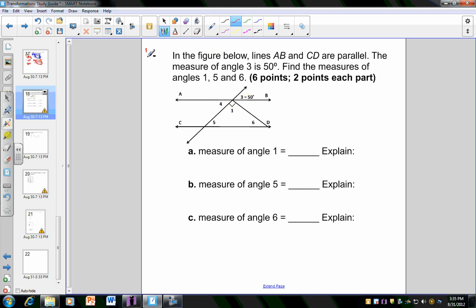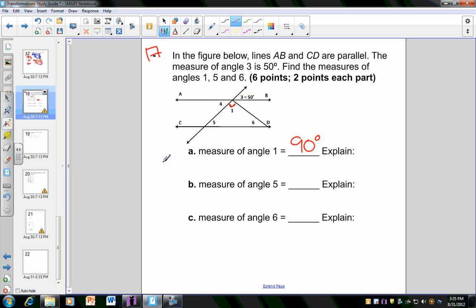Question number, I guess this must be 17. In the figure below, lines AB and CD are parallel. The measure of angle 3 is 50 degrees. Find the measures of angle 1, 5, and 6. Angle 3 is 50 degrees. Angle 1: right here there's a 90-degree symbol, so it's got to be 90 degrees.